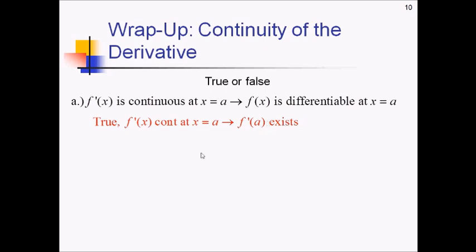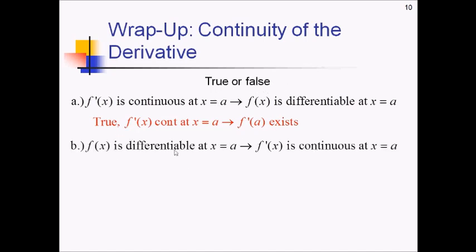Now let's do another one, true or false. We're just going to switch these statements here. If f of x is differentiable at x equals a, that means f prime of x must be continuous. This ends up being false.